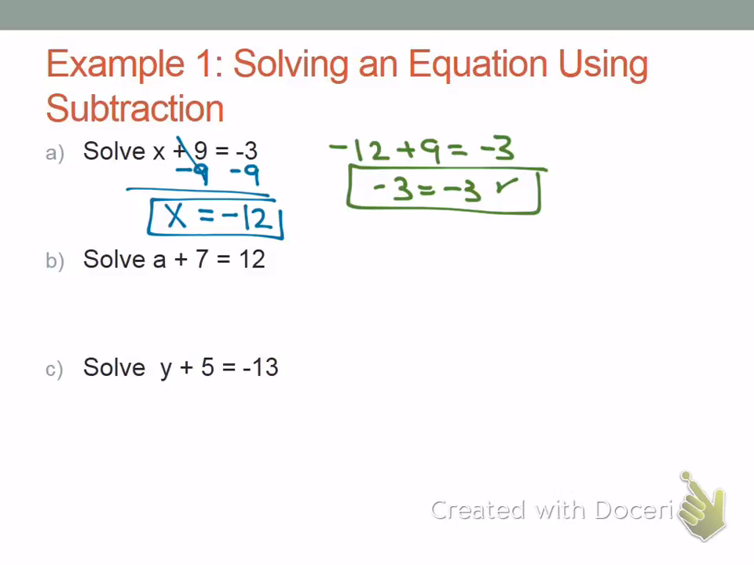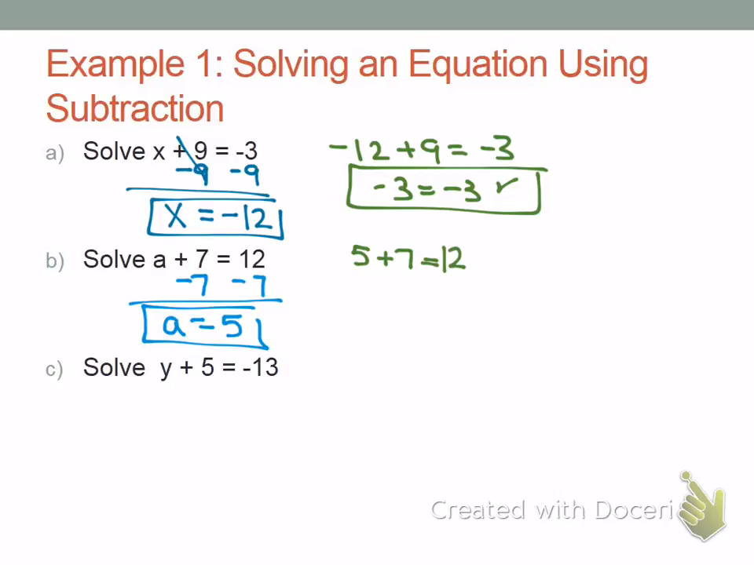So look at B now. I have a plus 7 equals 12. What do I need to do? Someone raise your hand. What do I need to do to get a by itself? What do I do, L'Ariel? I subtract 7 from both sides. So a equals 5. But I'm not done yet because now I need to test my solution. And I do 5 plus 7 equals 12.